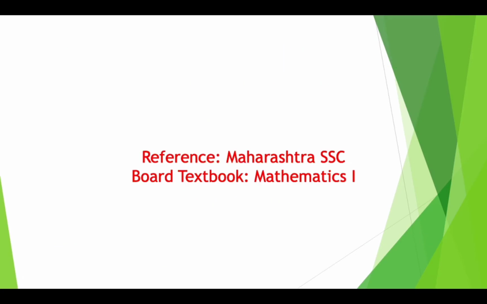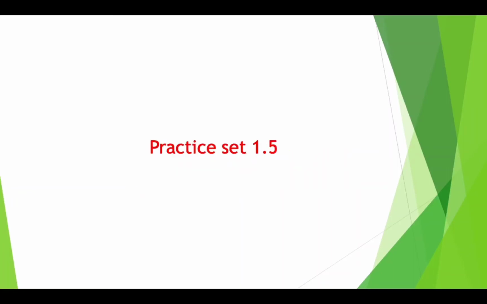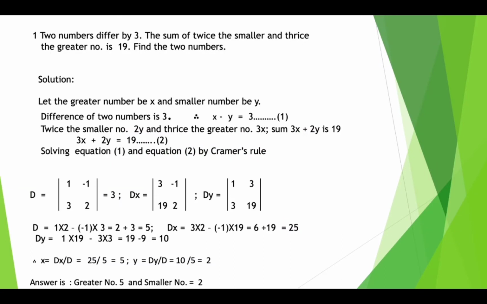Reference Maharashtra SSC Board textbook, Mathematics 1. This is going to be practice set 1.5, which is applications. See the first question: two numbers differ by 3, sum of twice the smaller and thrice the greater number is 19. Find the two numbers.